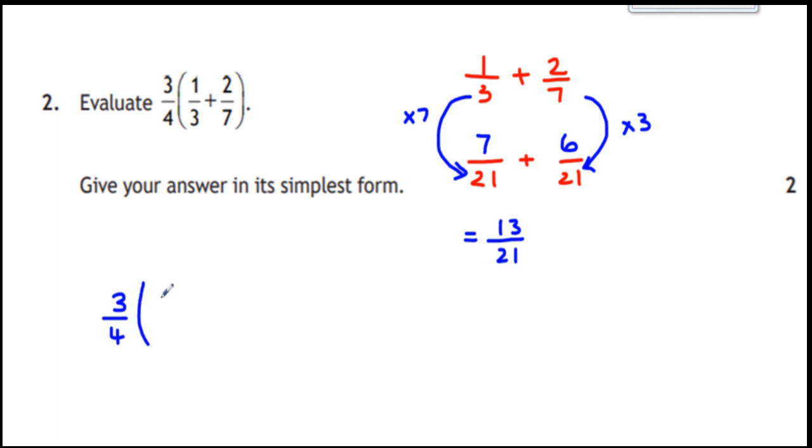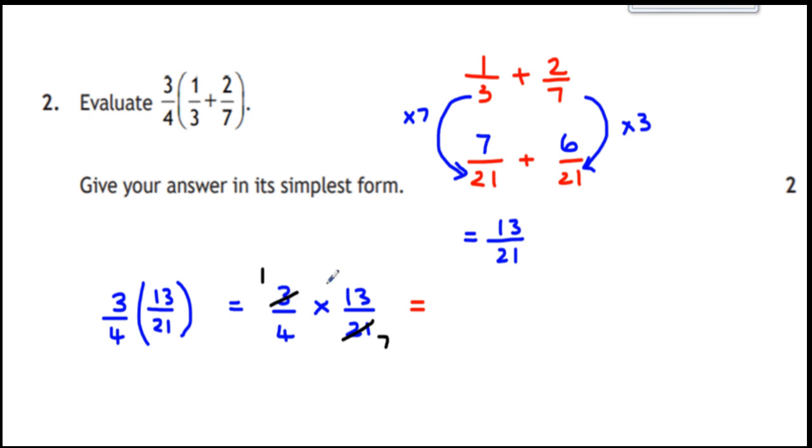and then we've got to finish off the calculation by doing 3/4 times 13 over 21. Now that just means we're multiplying across the top and across the bottom, so it's 3 over 4 multiplied by 13 over 21. Now we have to look and see if there's anything that cancels. So if we look at the 3 at the top and the 21 at the bottom, they're both in the 3 times table. So if I divide by 3, then 3 into 3 goes once, and 3 into 21 goes 7 times.